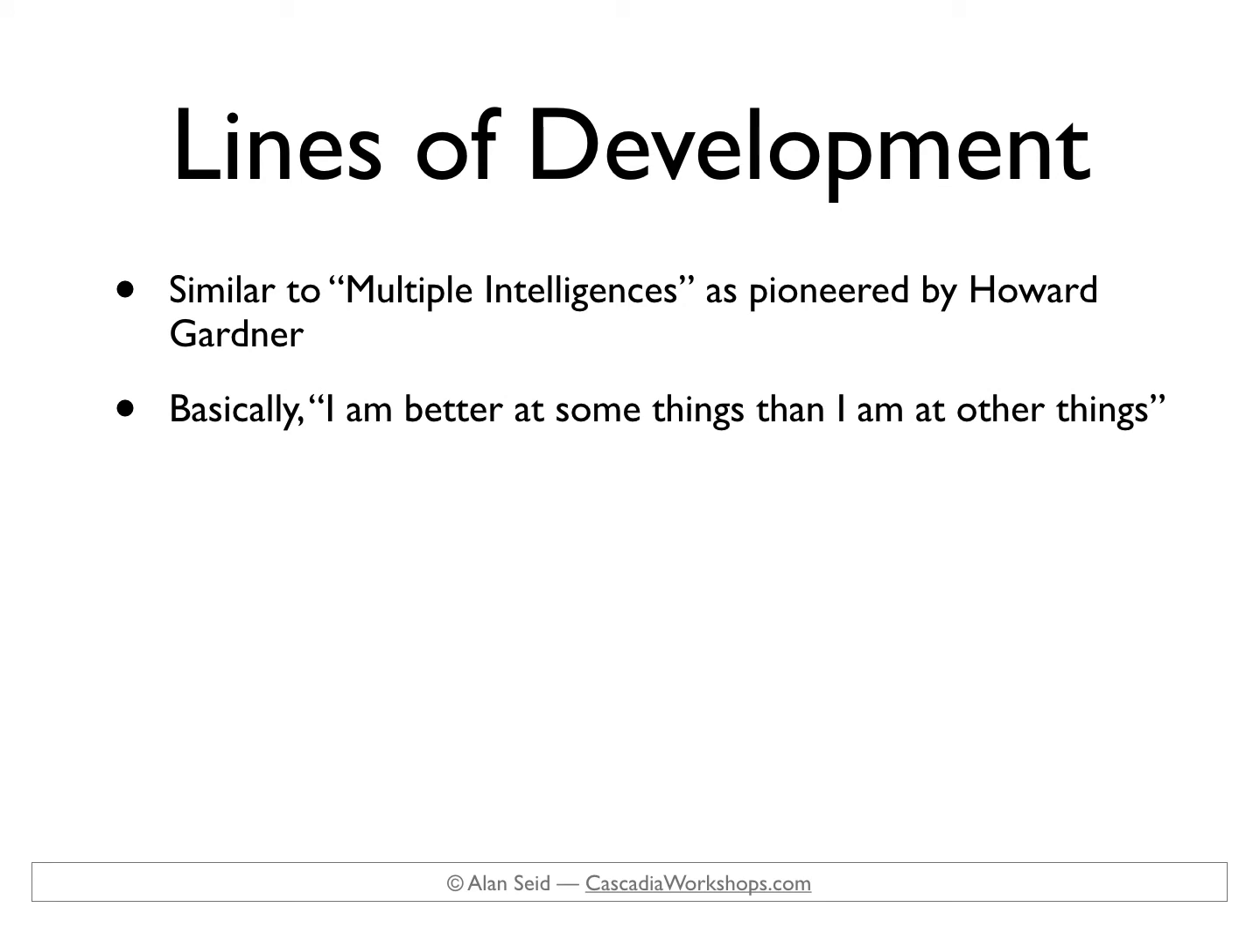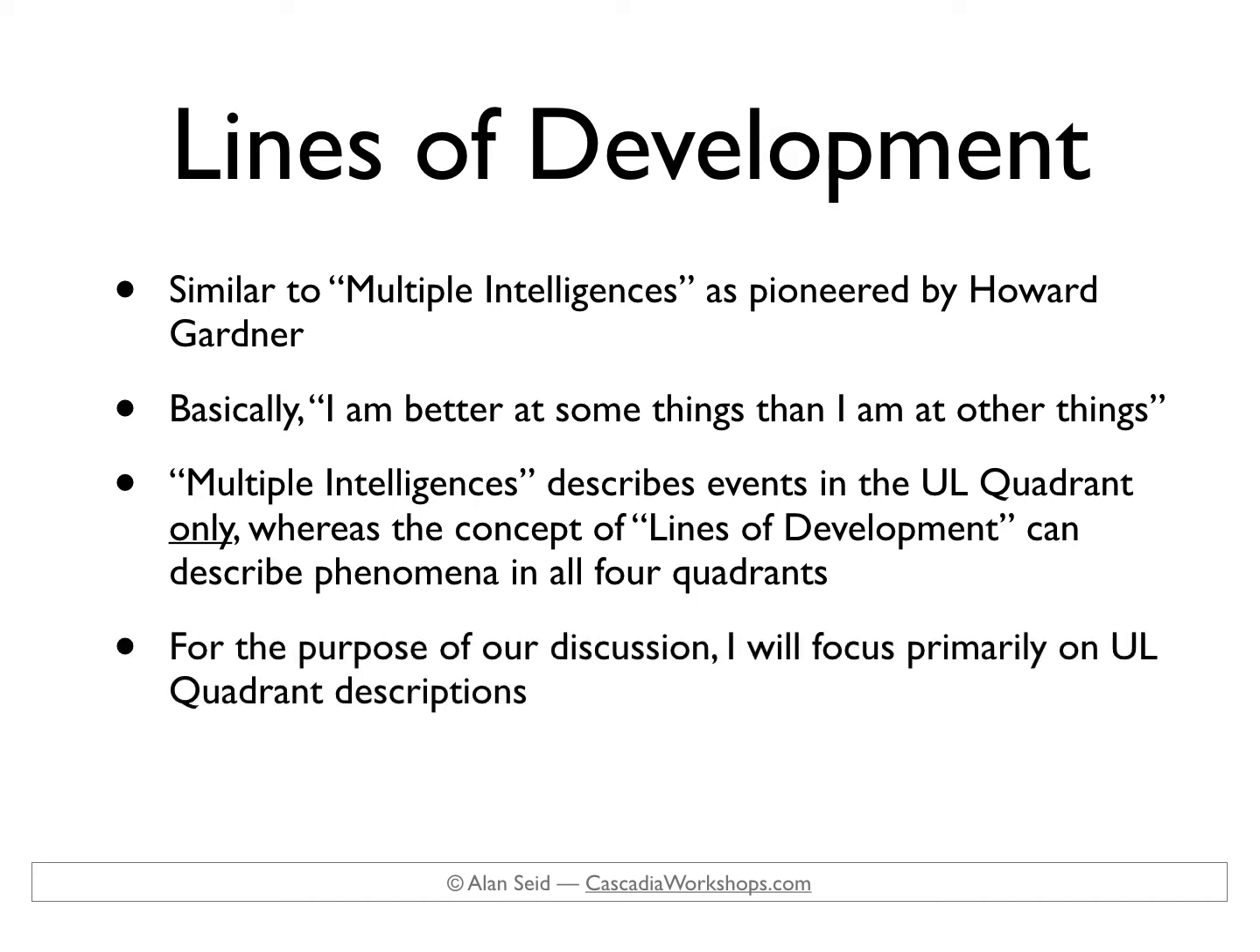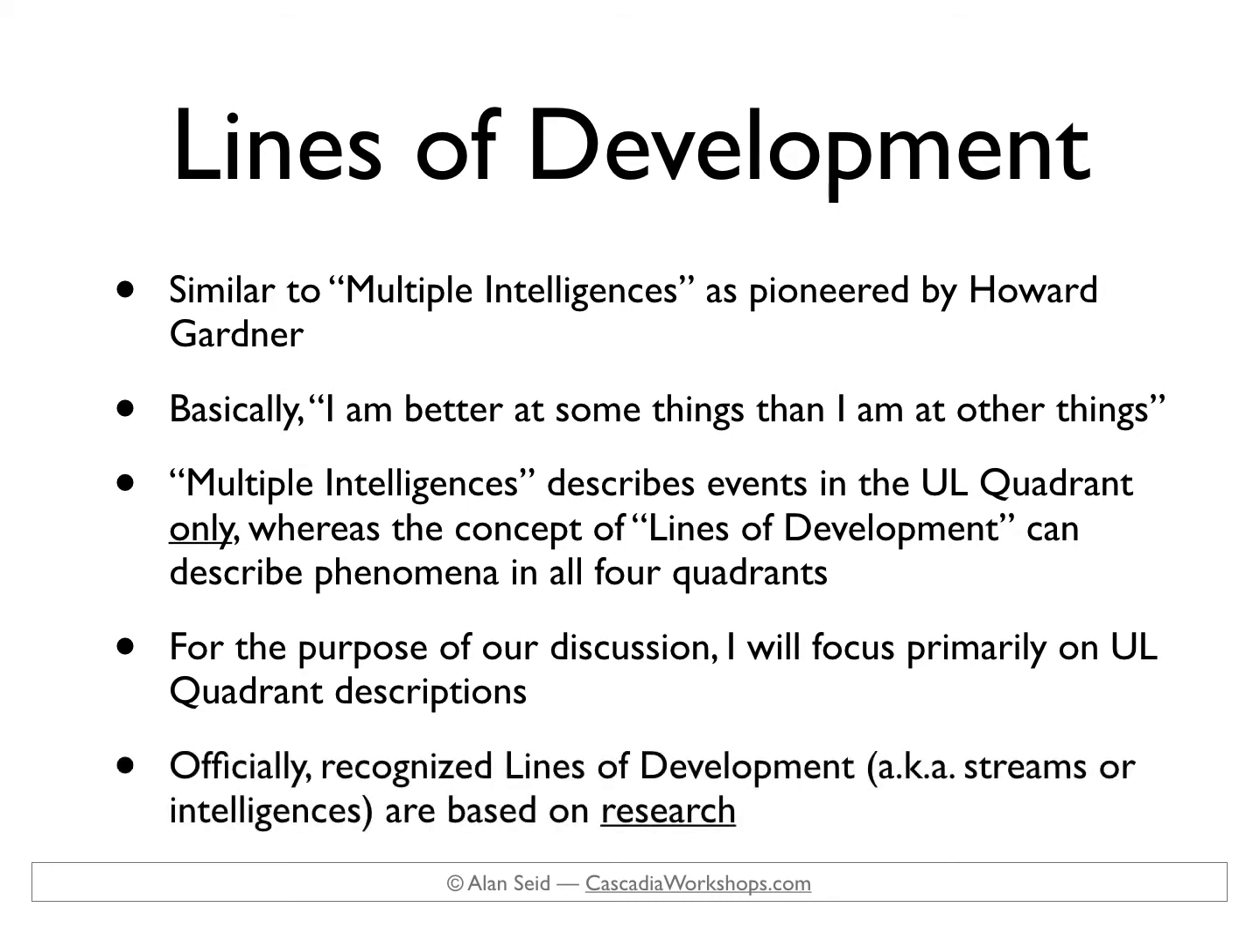Basically, I'm better at some things than I am at others. Multiple intelligence, as I was saying, describes events in the upper left quadrant only, whereas the concept of lines of development can describe phenomena in all four quadrants. For the purpose of our discussion, I'll focus primarily on upper left quadrant descriptions. And officially recognized lines of development or streams or intelligence are based on research. So I can use the term informally.